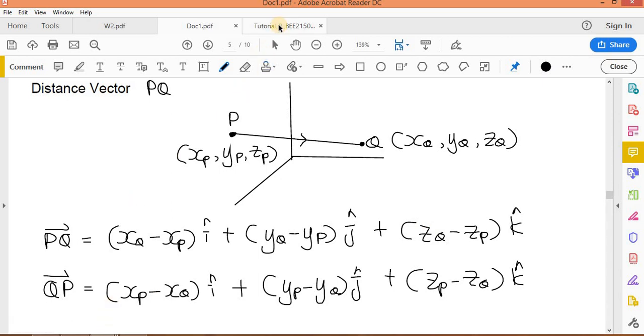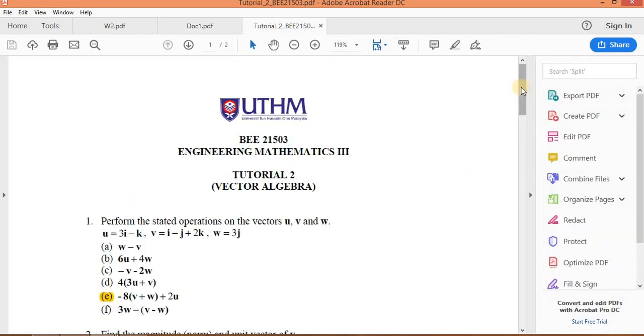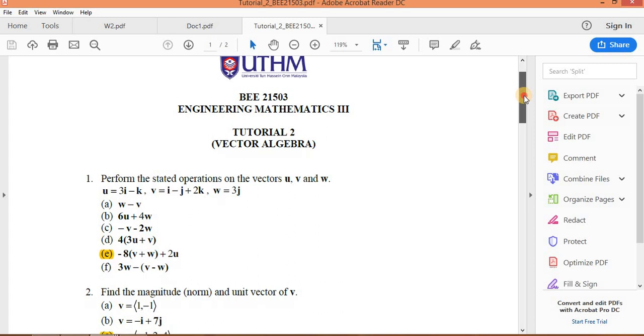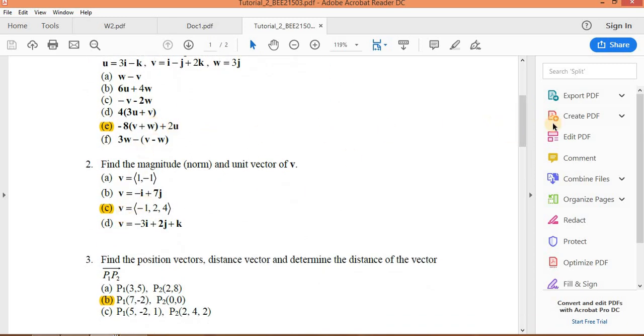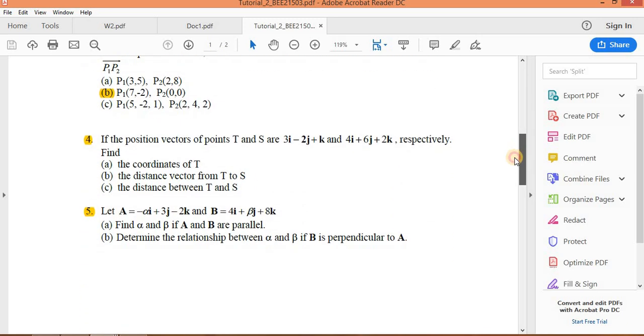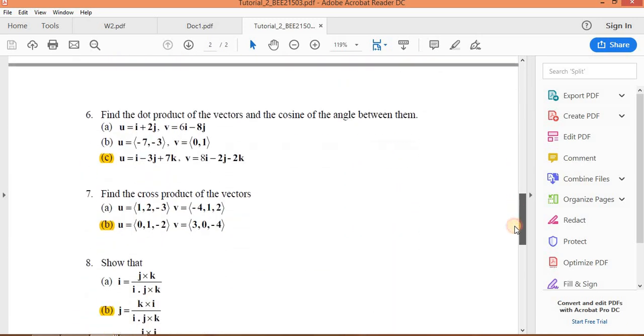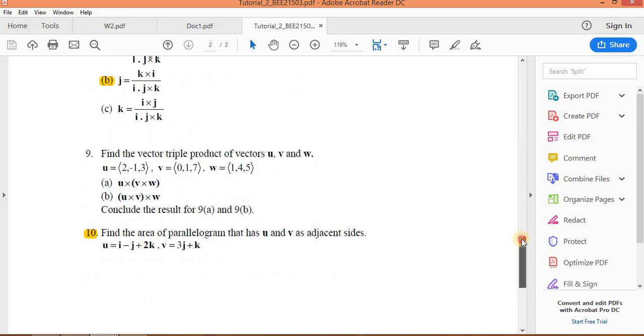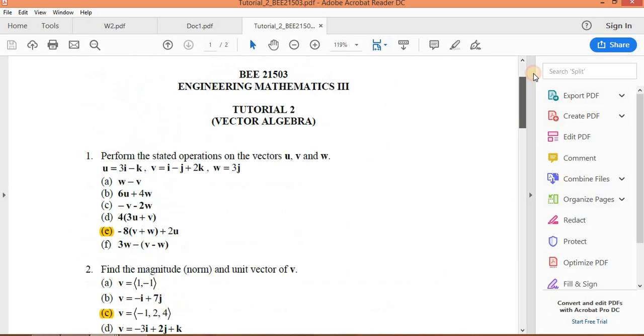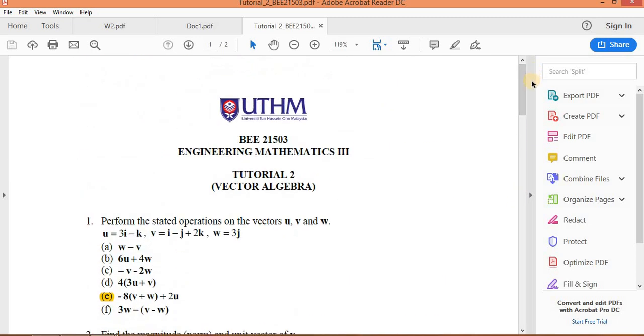So you have to complete the tutorial. You can refer to the tutorial folder. There are highlighted questions here. I need you to solve these questions and submit them to me. Try to finish them, so we can either discuss or you can straight away submit in the tutorial section. If you have any questions, you can ask me in the tutorial section.